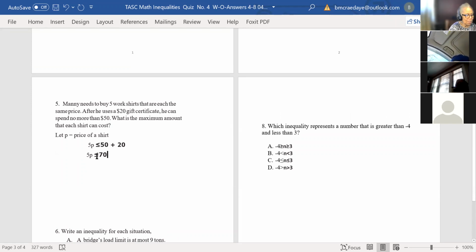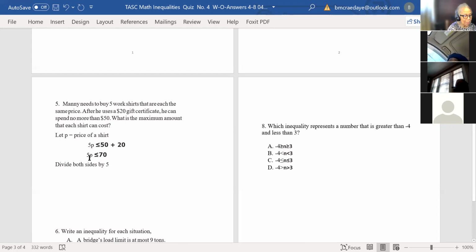How do you solve this for P? That's a multiplication, so you're doing a division, right? What do you divide both sides by? You divide both sides by 5. That's right. Perfect. Divide both sides by 5.